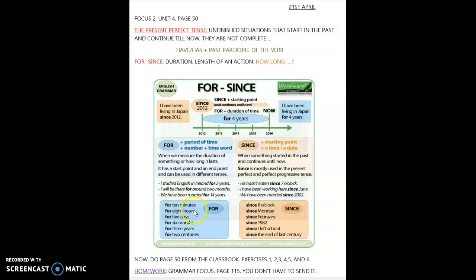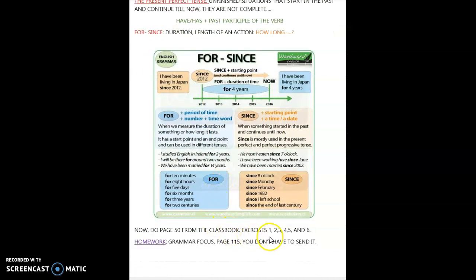Yes? Well, I hope you have understood this, because now you will have to go to page 50 from the class book. Open your class books, yes? Go to page 50. On that page, you have present perfect with for and since. Yes, you have exercise 1. You have to tick the places where you have slept. I mean exercise 1.